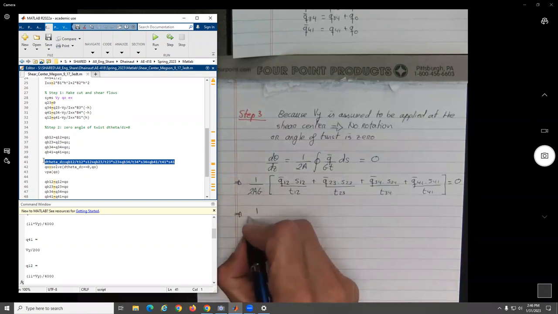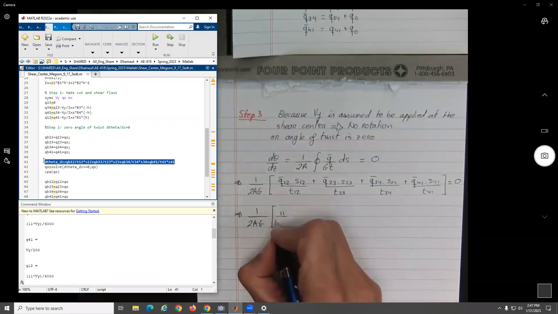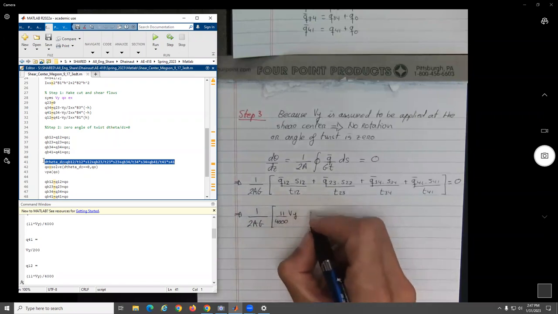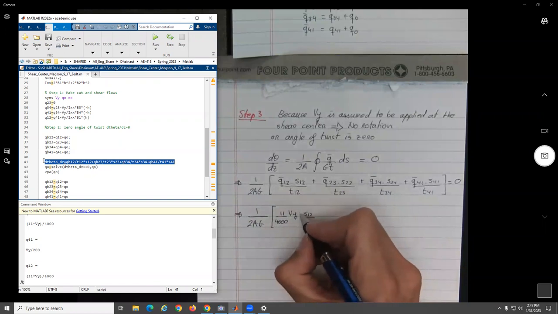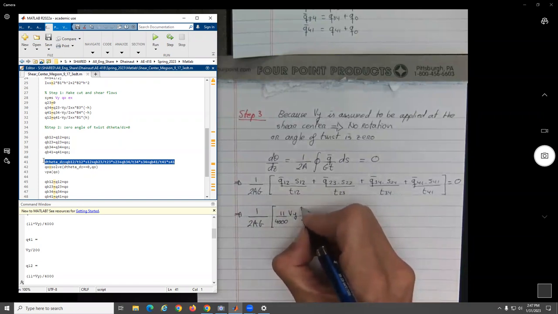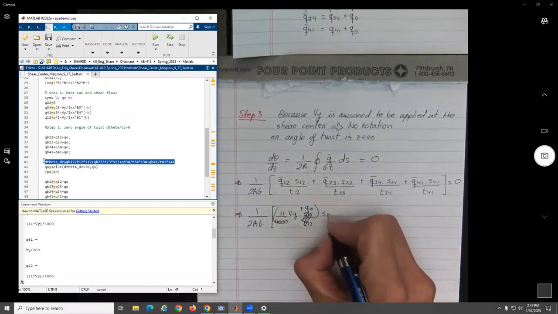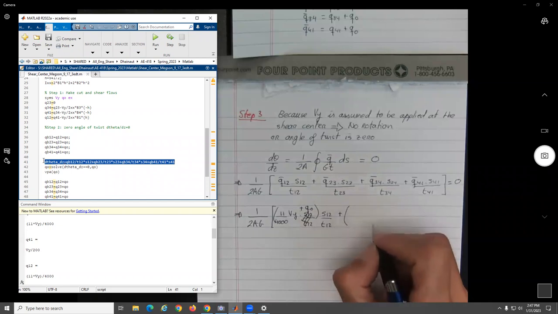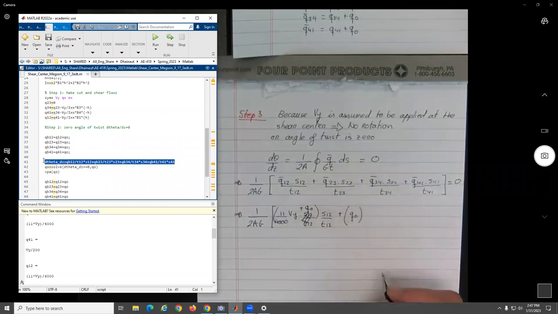So 1 over 2 AG. Now this is going to take a lot of space. So what is Q bar 12? Q bar 12 will be equal to what? 11 over 4,000 B1 times S12 divided by T12. Oh, sorry, I forgot the most important part here. Plus Q sub naught times S12 divided by T12. Plus, what is Q23? So that should be the easy one. Q23 is zero, so it should be equal to Q sub naught.